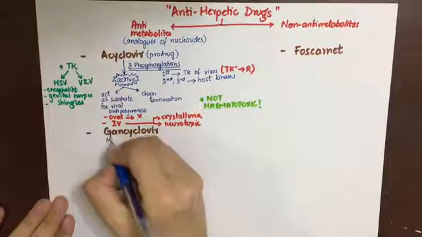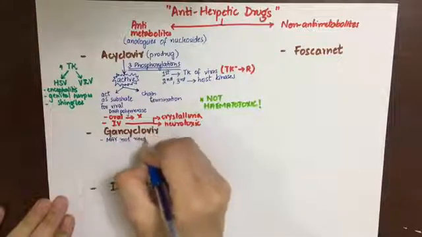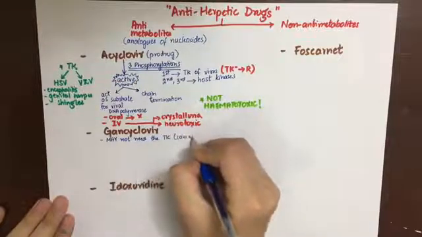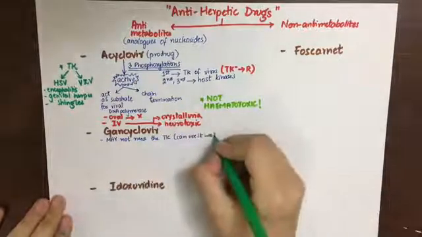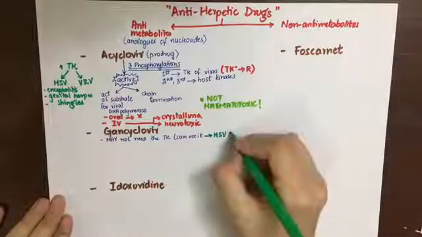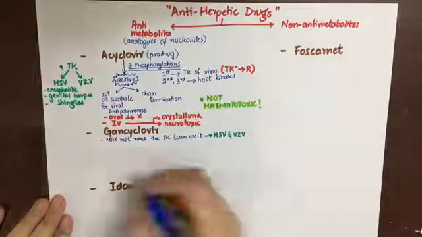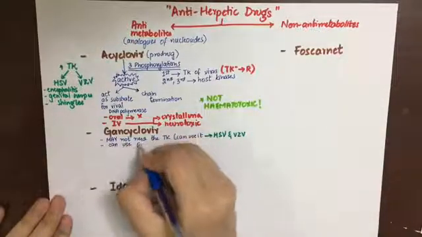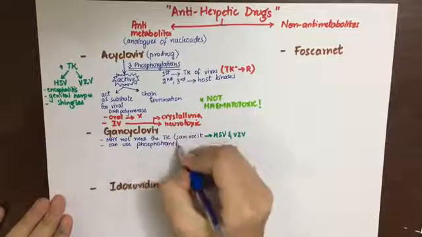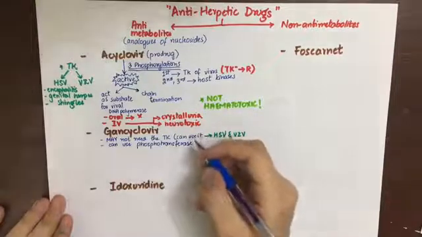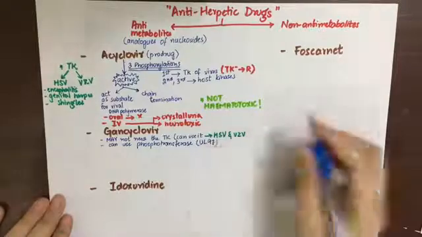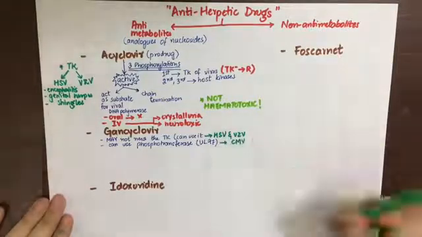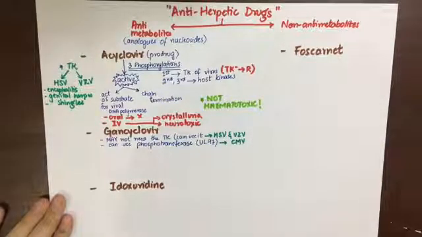That's why it is not hematotoxic. Coming to ganciclovir, it may not need the TK enzyme. Now it can use it, but it might not need it. That's why it is also, like acyclovir, effective in HSV and VZV infections, but it can also use the phosphotransferase, that is the UL97 enzyme of the CMV virus, and that's why it is also effective against CMV virus.